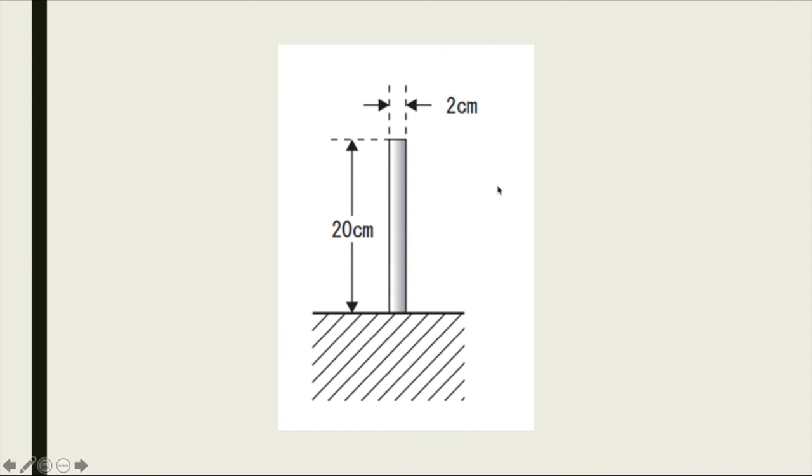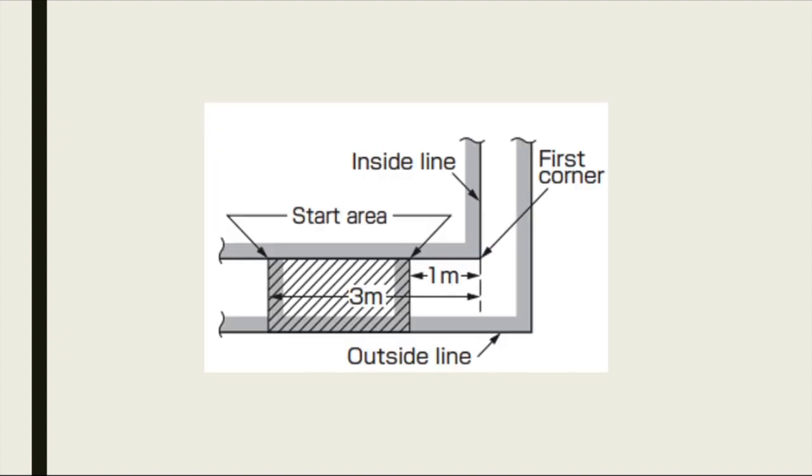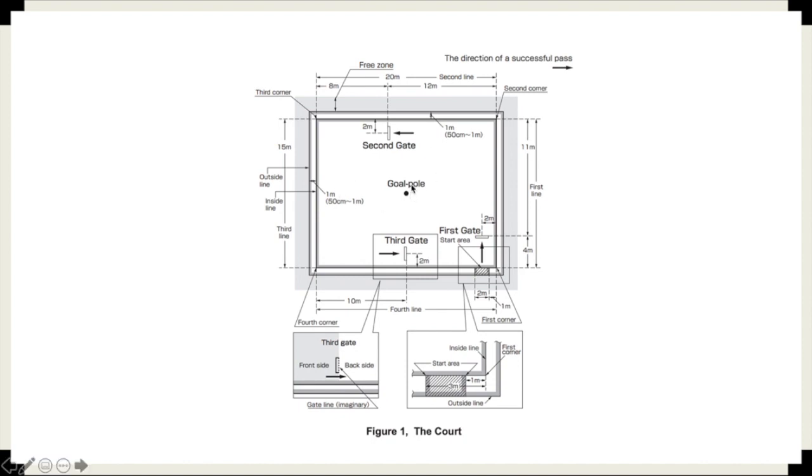And it states where the goal pole should be set. Much easier than where gates are. It says that the goal pole shall be set in the center of the court. So if we go back to figure 1 here, we can see that the goal pole is set in the absolute center of the court.